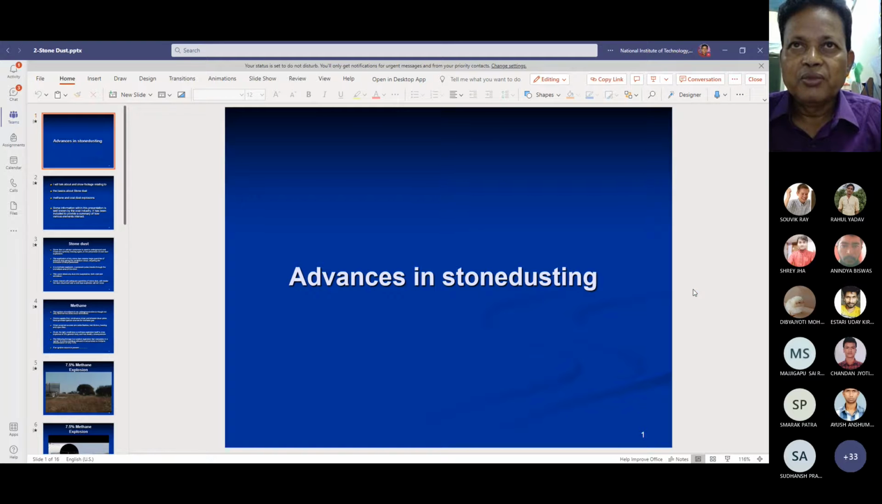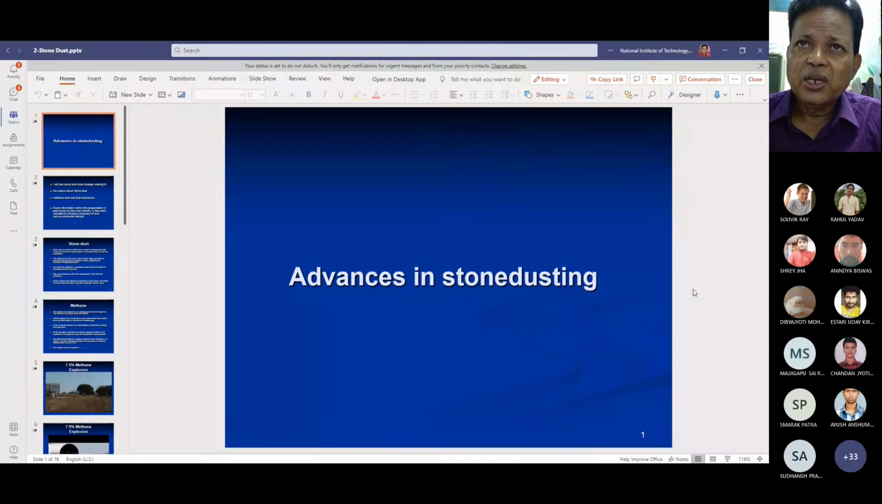The coal dust is very combustible material, and whenever a sufficient amount of coal dust is present in the mines, and if there is an ignition source, then the coal dust can explode and coal dust explosion can take place. So to prevent this coal dust explosion, stone dusting is done. Stone dust is used to neutralize the coal dust explosion.